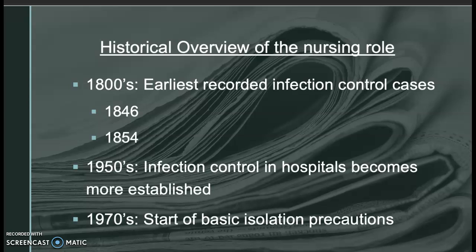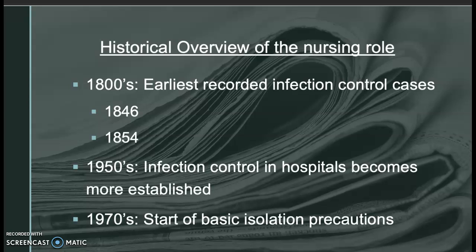Another case in 1854, a British physician discovered that there was a cholera outbreak in London among the healthcare setting, and they discovered it was likely due to fecal oral contamination. So these are just a couple of the starting basis knowledge of infection control. And then fast forward to 1950s, infection control in the hospital became more established after an outbreak of nosocomial Staph aureus infection. And it was realized that there was a need for hospital-associated infection control policies to be implemented.